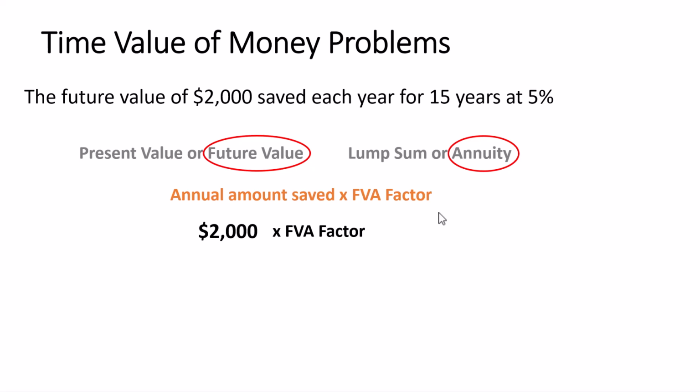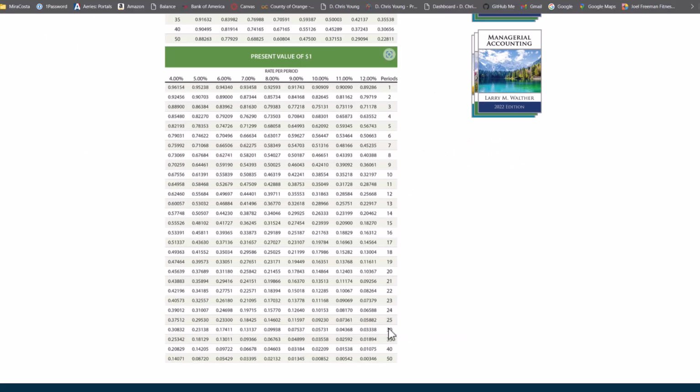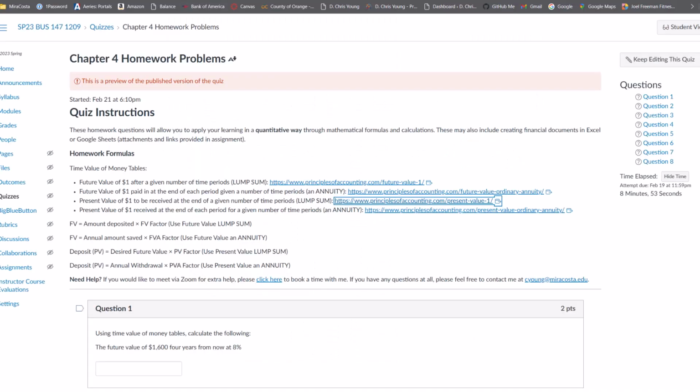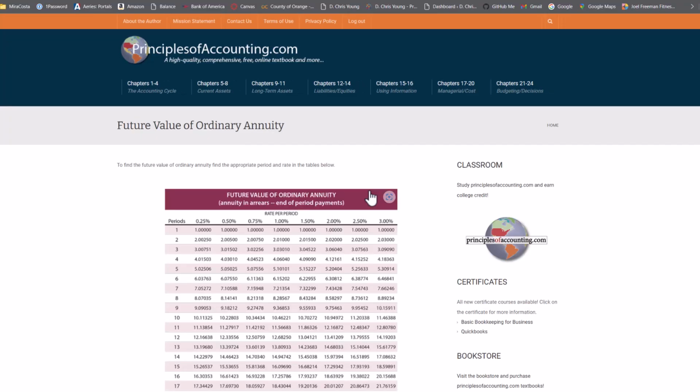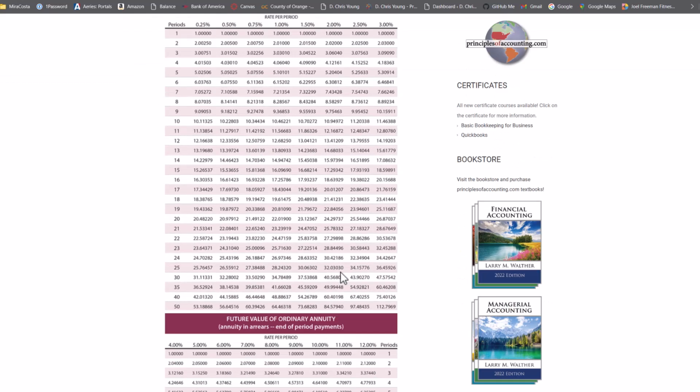And we just need to get our future value annuity factor from the table. So let's go back to our assignment here. And so I am looking for future value annuity. So we could see the second bullet here is future value for an annuity. So I'm going to go ahead and click on that link. And from the problem, it was 15 years and 5%.